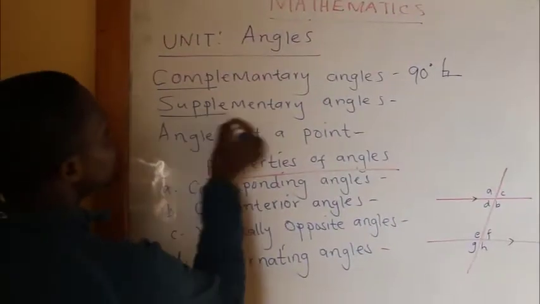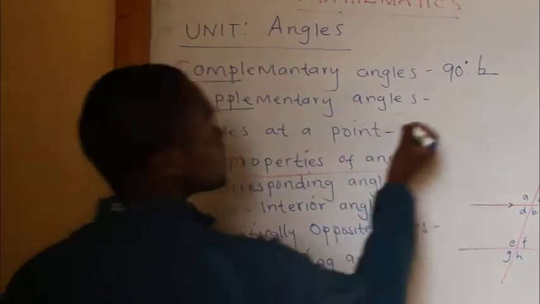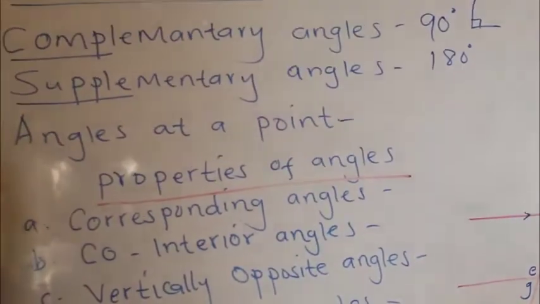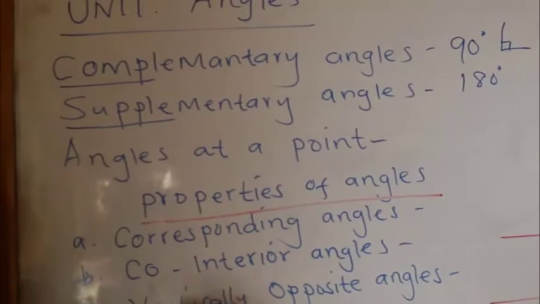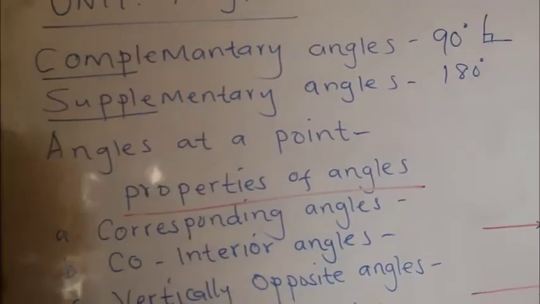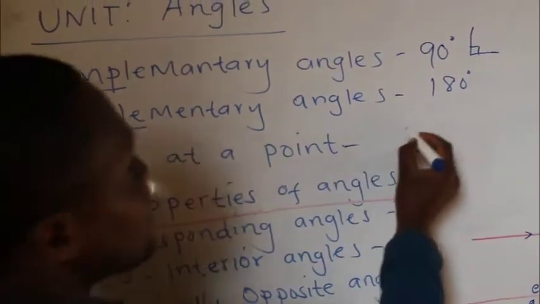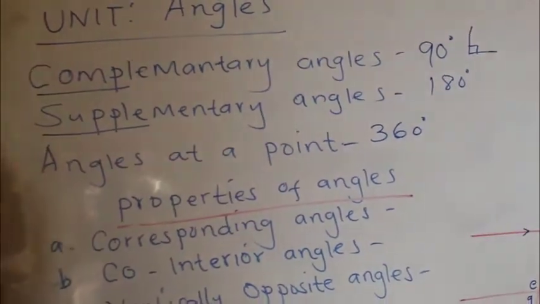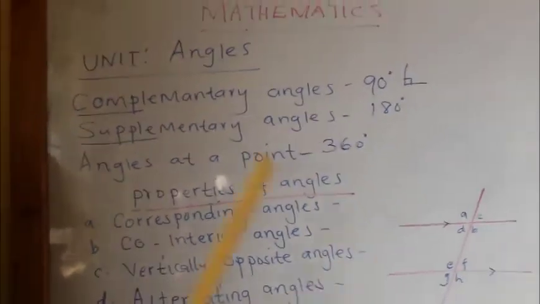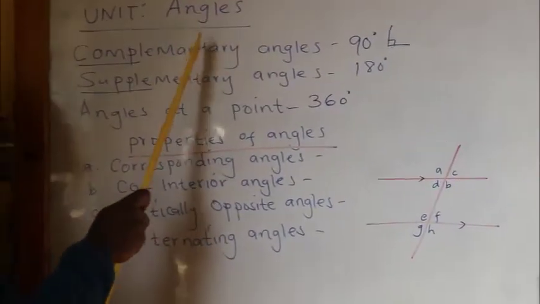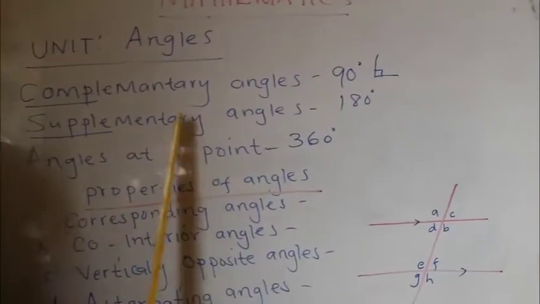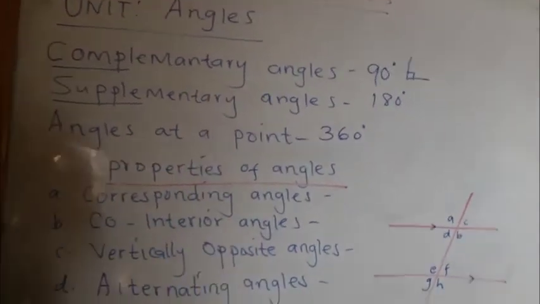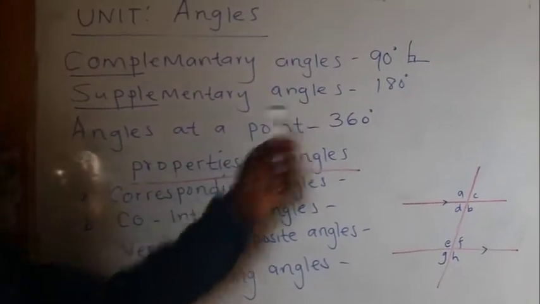So we have supplementary angles. Supplementary angles add up to 180 degrees. These are angles on a straight line. They add up to 180 degrees. Then angles at a point add up to 360 degrees. So in this case, you can see the way I've arranged them. Two complementary angles will give one supplementary angle. Two supplementary angles will give angles at a point.